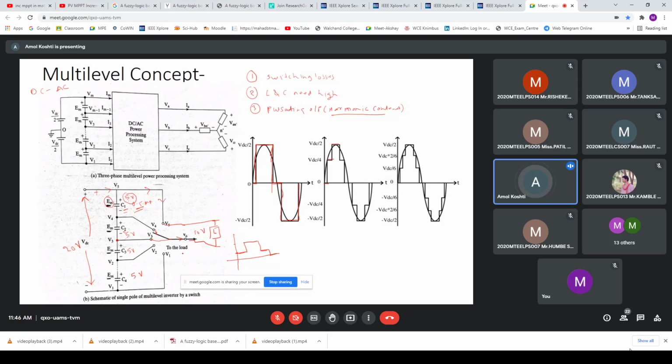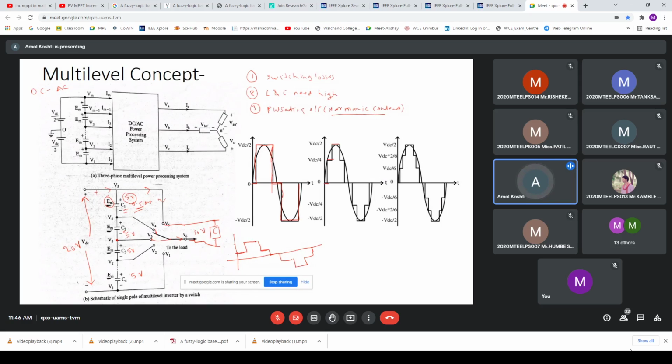And for the negative half, we have to use these capacitors at the lower end, and we have to produce the output in this way, the same as what we produced in the positive half. So in this way we have to produce the output.